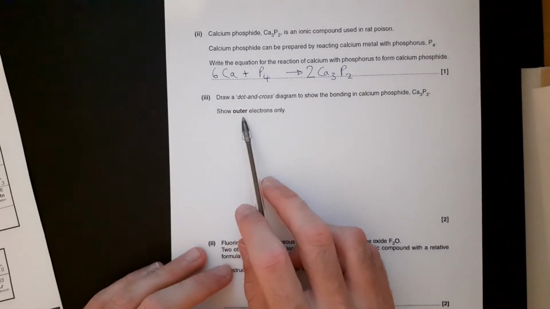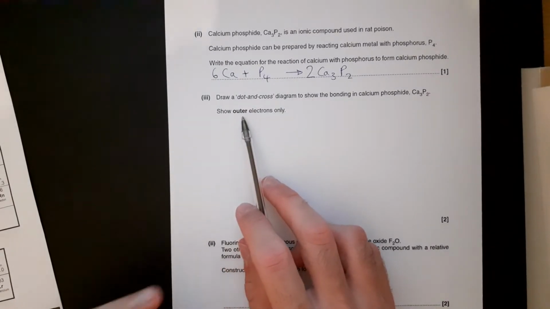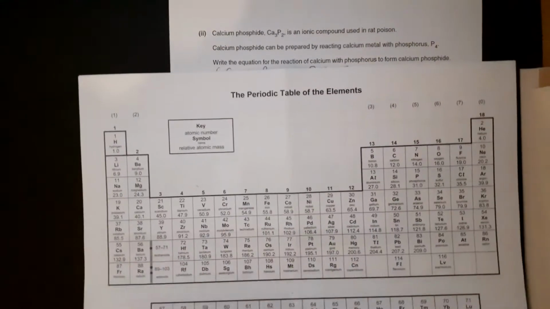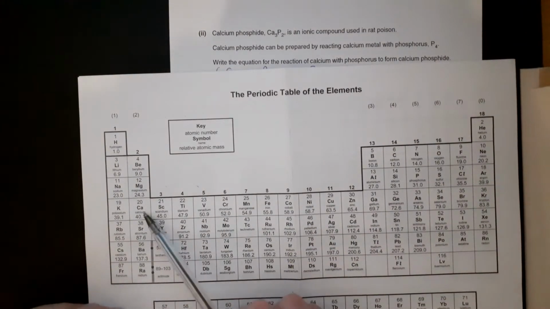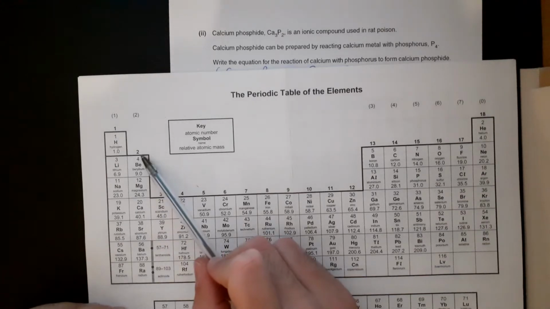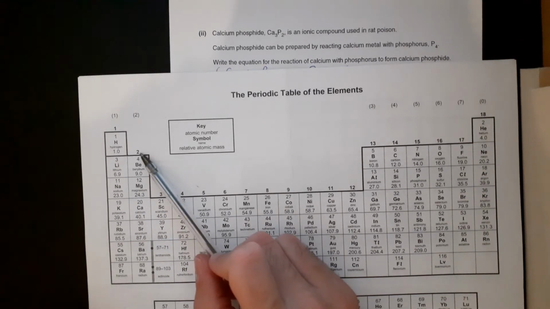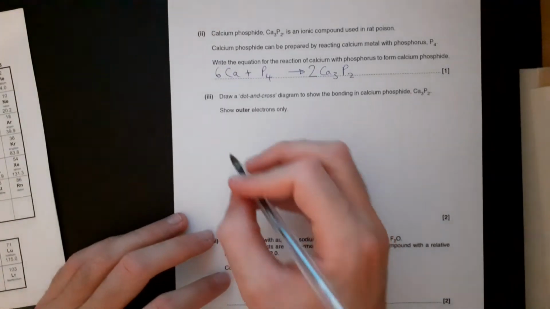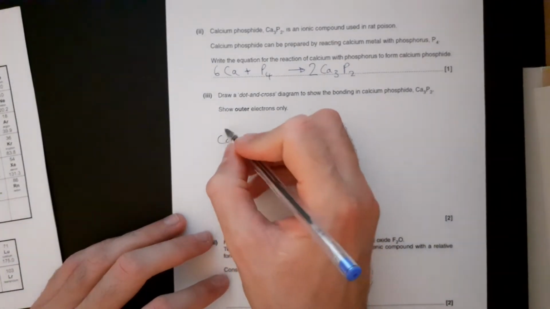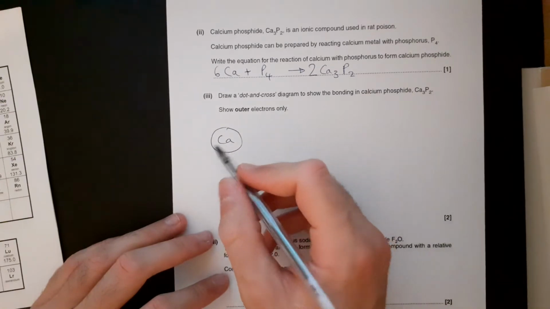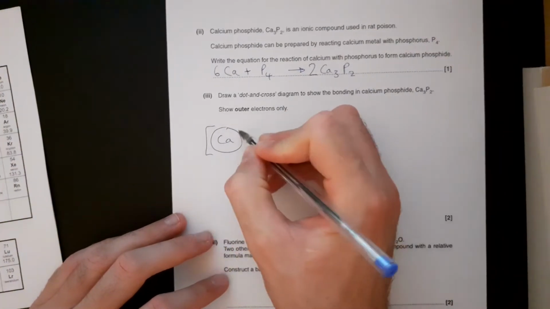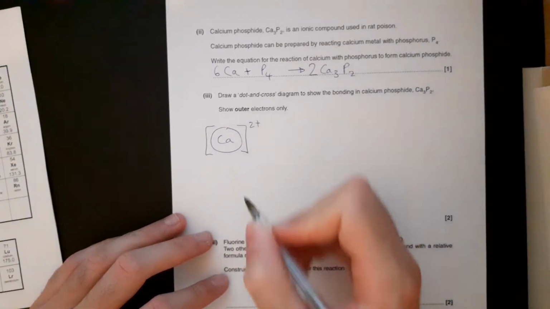Okay. Then it wants us to draw a dot and cross diagram for calcium phosphide. Again, it only wants us to show the outer electrons. So if we look for calcium on the periodic table, calcium is here in group 2. So if it's got 2 in its outer shell, it's going to lose those 2 electrons and it's going to make an ion that's got a 2+ charge. So calcium is going to lose 2 electrons. It's now not got any in its outer shell and it's going to have a charge of 2+.